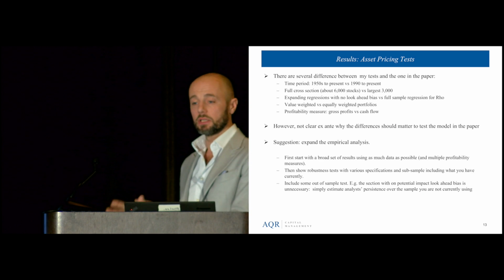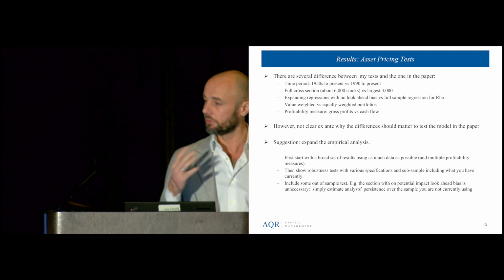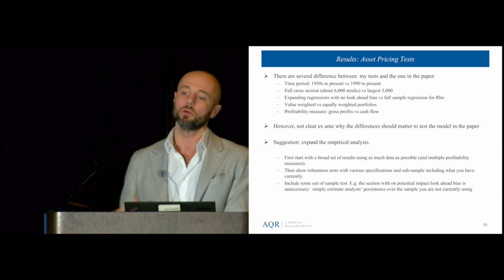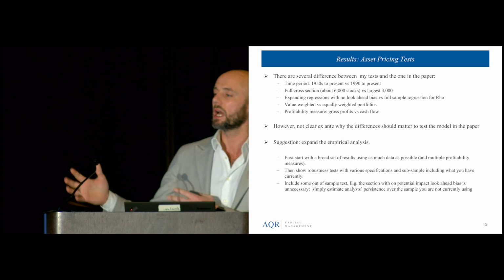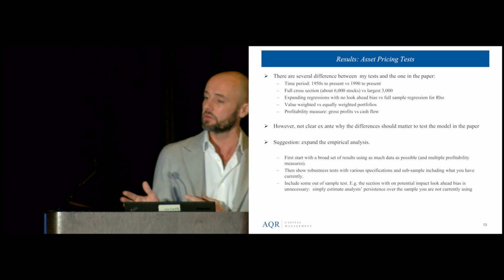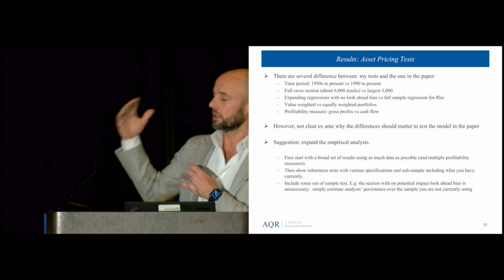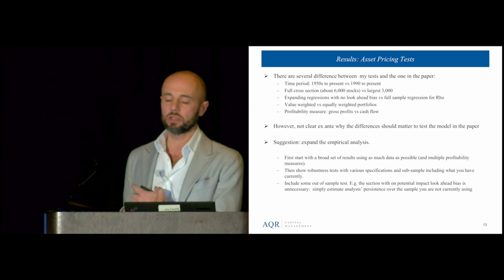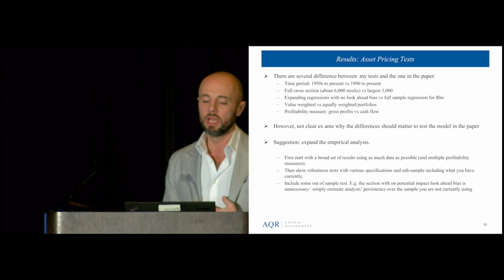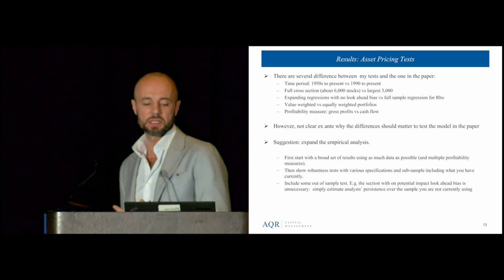So now there are several differences between what I'm doing and what's in the paper. First is the time period. I use the full sample from the 50s to now, or you can use from the mid-60s to now if you want to follow French convention. I use the full cross-section. This is 6,000 versus 3,000 stocks. I have an expanding regression with no look-ahead bias. The paper uses a full look-ahead bias regression. I use value-weighted versus equally weighted. And then I use a different measure of profit. I use gross profits, a la Novy-Marx. The paper uses cash flows.